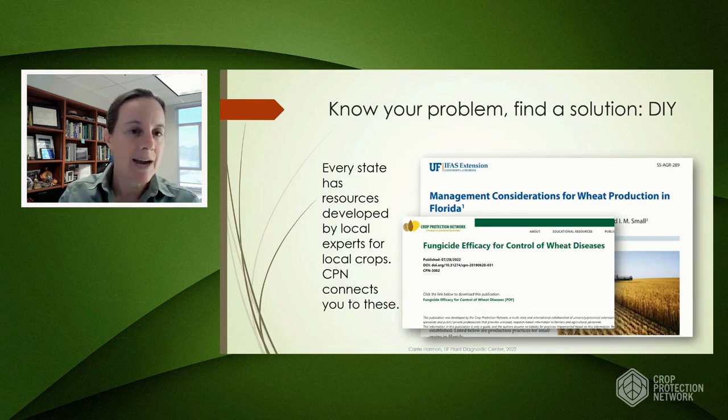So we're still in DIY. I want to remind you that every state has resources developed by local experts for local crops. The Crop Protection Network is going to connect you to these resources formatted for regional or national use, but every state, you're going to have it formatted for your state. And that's partly because pesticide labels are state-based, but also because conditions change.